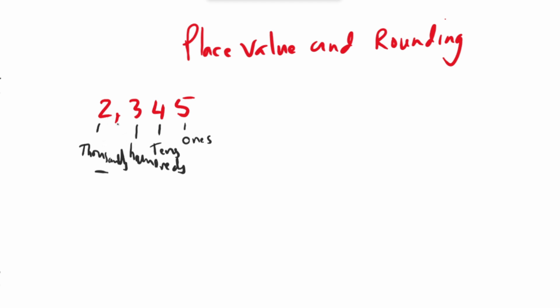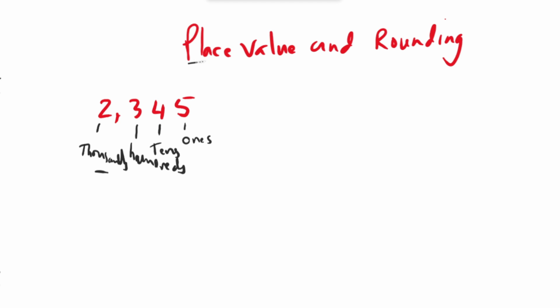So basically, if I'm reading this number, I read 2,345. That's how I read it. It's like 2,000, see the 1,000 here, 300, 40, that's 4 tens, and 5 ones. And this is basically what I can call place value.